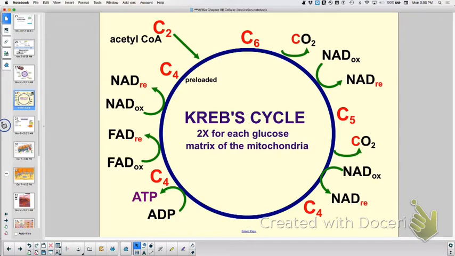Gather all your reduced NADs and FADs and take them to the top of the ETC. Reductase, reductase, cytochrome oxidase, and you make some ATP. A lot of it. Who catches at the bottom? Oxygen forming water. Water, water, water.